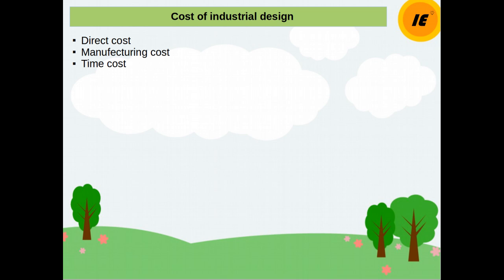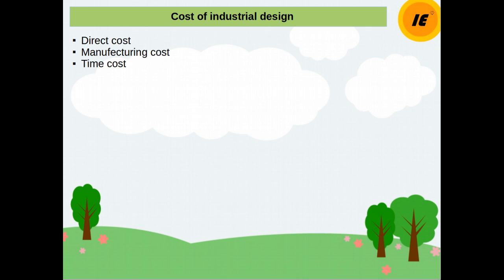So maybe I'll just give you a context. I'll just read it from the book. Managers will often want to know, for a specific product or for a business operation in general, how much effort should we invest in industrial design. While it is difficult to answer this question precisely, we can offer several insights by considering cost and benefits. The cost of industrial design includes direct cost, manufacturing cost, and time cost.